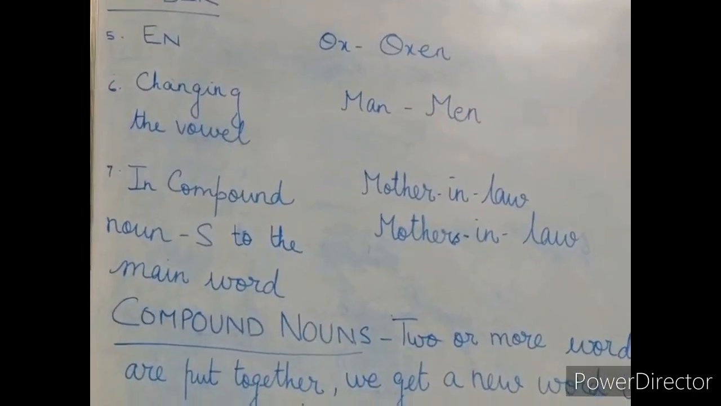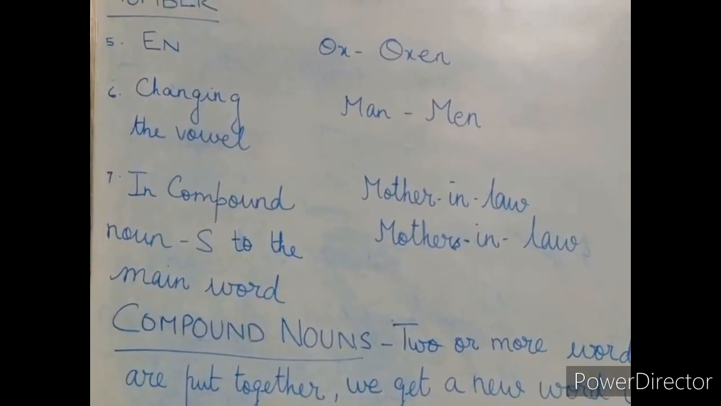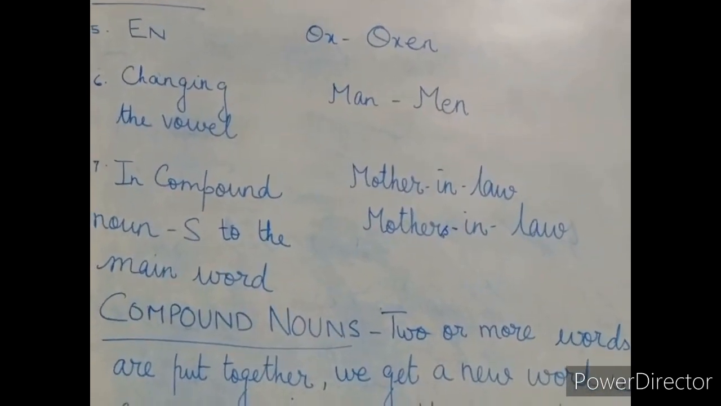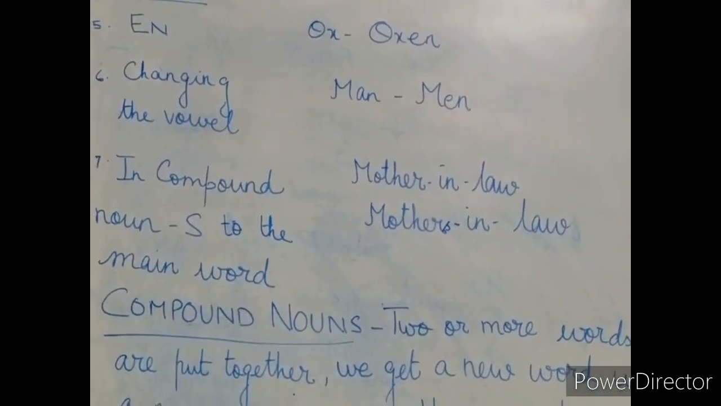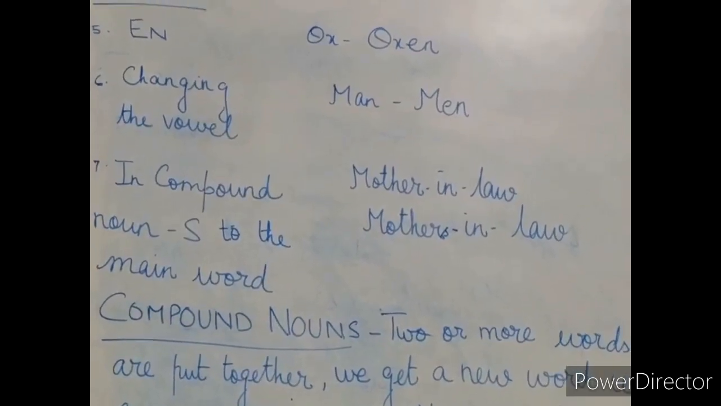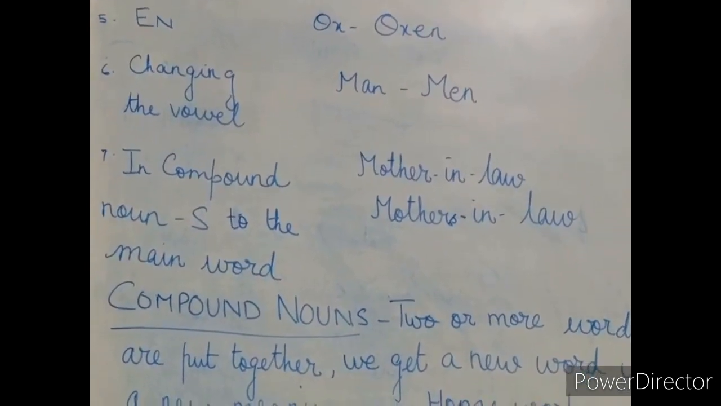Number 7. In compound nouns, S is added to the main word, like mother-in-law, the plural form will be mothers-in-law. So we will add S after mother, that is mothers. We won't make any change to the word law.